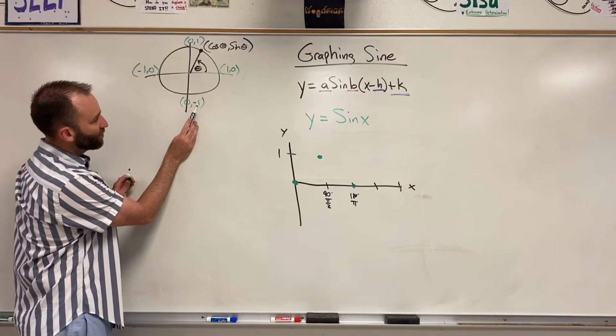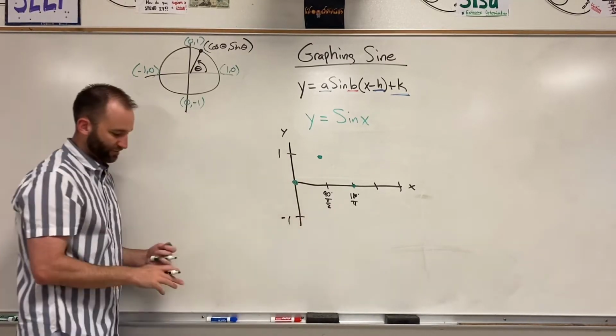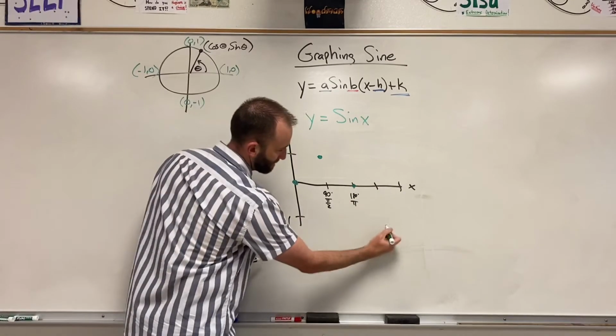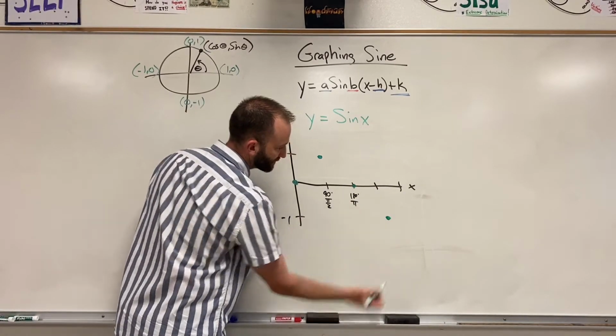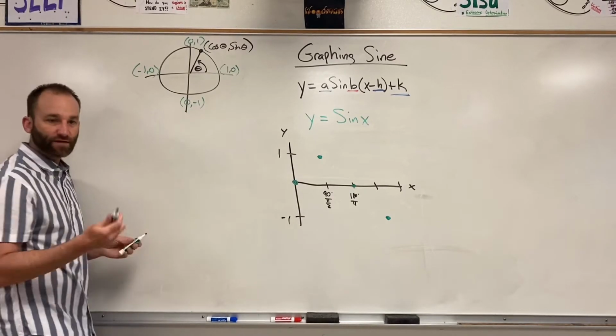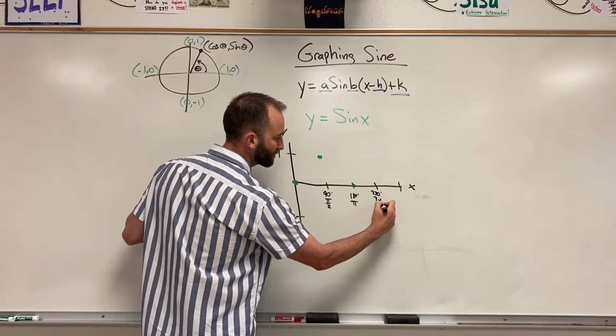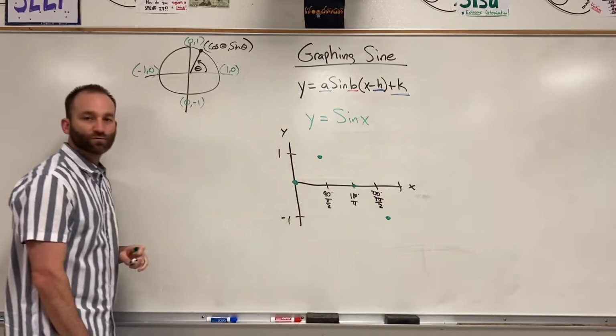Down here, the y-coordinate comes down to negative 1. So I also have negative 1 here. These are the easiest points for me to graph. How many degrees is that? It says it right on your unit circle. It's 270. How many radians? Yeah, that's 3 pi over 2.